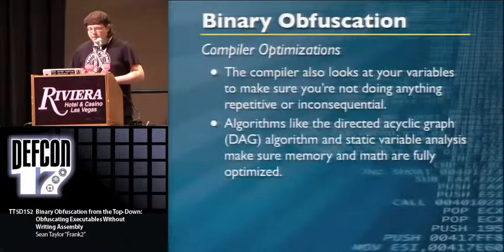The compiler also actually winds up looking at your variables to make sure you're not doing anything redundant. Like I said earlier, it's going to make sure that your code isn't actually repetitive or that things don't cancel each other out. So there are various algorithms that can be applied to point this out, like the DAG algorithm, static variable analysis, like I mentioned earlier. And it just basically makes sure that all your variables aren't all weird and repetitive.